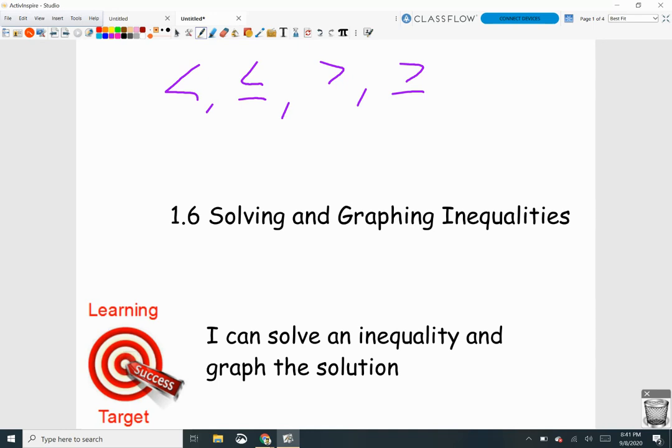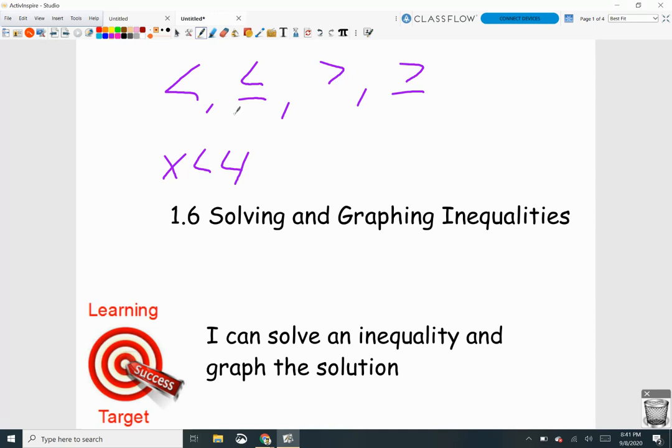Basically, an inequality gives you a range of answers. So instead of getting a solution like x equals 4, you're going to get something more like x is less than 4, which means any number less than 4 will work as a solution. 3, 2, 1, all the decimals and fractions in between, all the negatives, anything smaller than 4 is going to work.